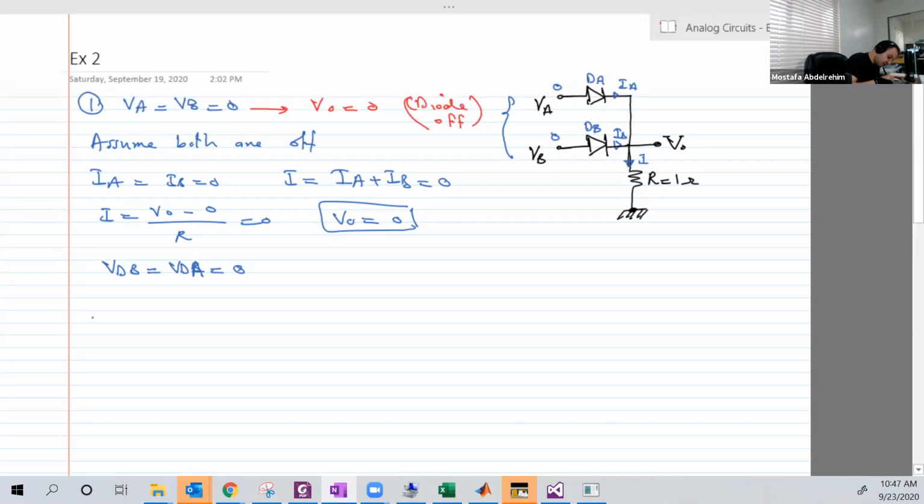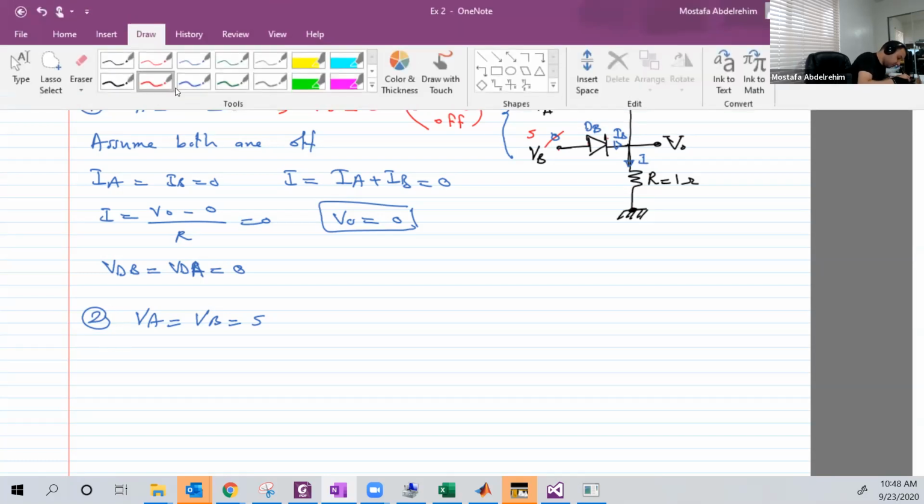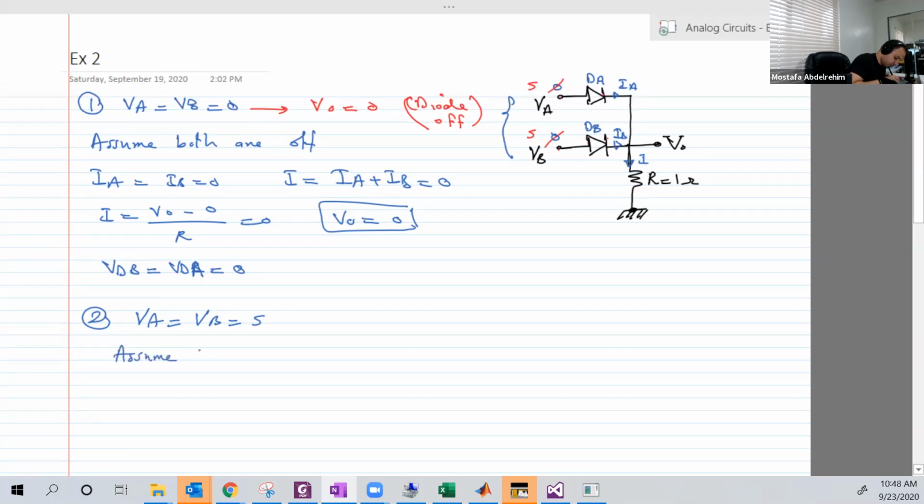Now let's take another one, VA equal to VB equal to 5 this time. Now we have 5 there. Let's do that with another color. 5. Forget about the last one now. So A is closer to 5, B again is closer to 5, and both ends are closer to 0. So we can assume that both are on. So VDA equal to VDB equal to 0 because this is the ideal model.